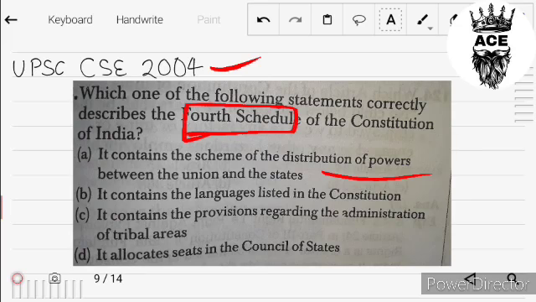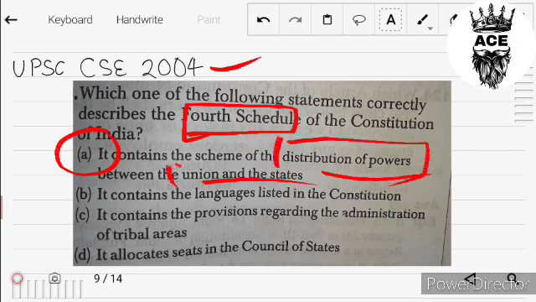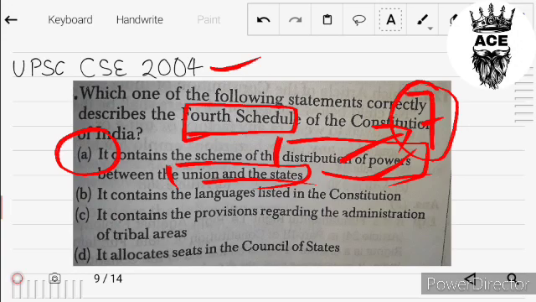The option says, scheme for the distribution of power between the Union and the states. When you see this, if I ask you which schedule comprises it, then you will have to think that it is only the 7th. Why? Because the list describes the distribution of power. This is the type of question that will give you very intense knowledge. The 7th schedule gives you the distribution of power only, because it has the union list, the concurrent list, and the state list. Are you getting my point?